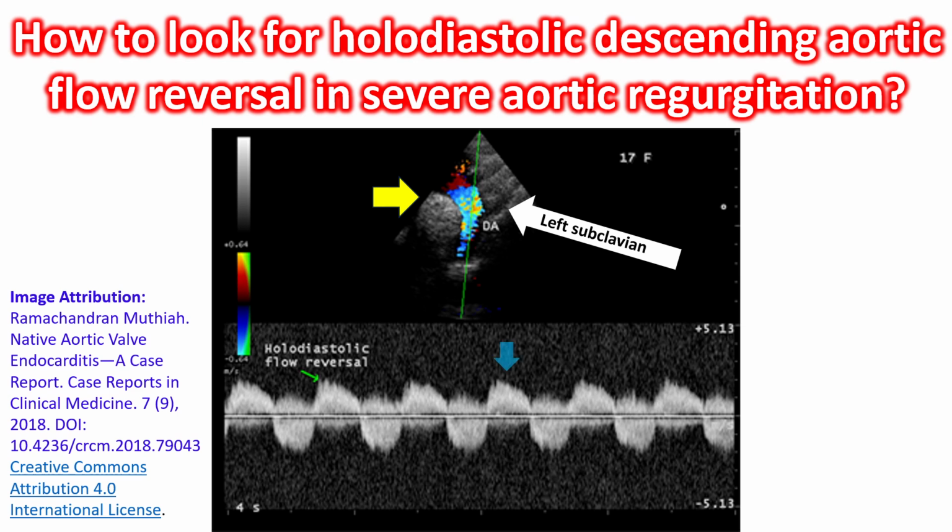Holodiastolic flow reversal in descending aorta with an end diastolic velocity above 20 cm per second is one of the features of severe aortic regurgitation. End diastolic velocity is measured at the peak of the R wave on simultaneous ECG. Velocity time integral of the diastolic flow more than 15 cm is also indicative of severe aortic regurgitation.